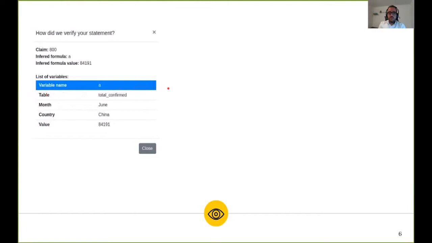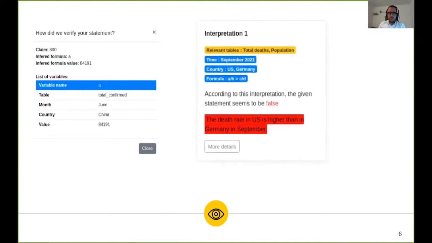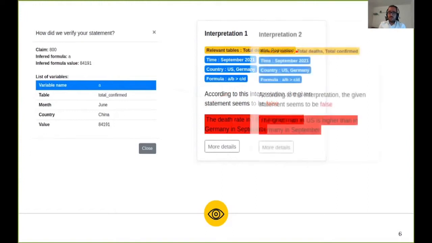On the other hand, we offer a little bit of ambiguity resolution. If you have a look at this sentence, the death rate in US is higher than in Germany in September. The term death rate is actually a bit ambiguous because it can be interpreted in multiple ways. You can either consider it as death rate with respect to the population, which is what we saw here, or you can consider it as deaths with respect to the total confirmed cases. And this is unfortunately a huge problem due to the ambiguity of the language, and we try to resolve this as much as possible.